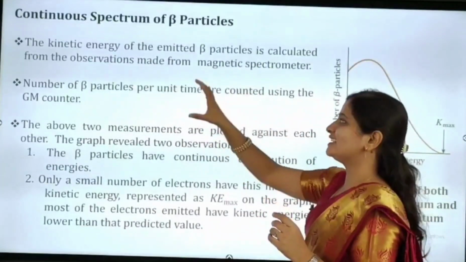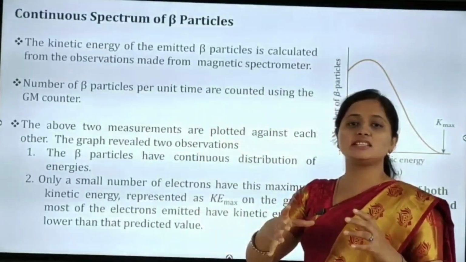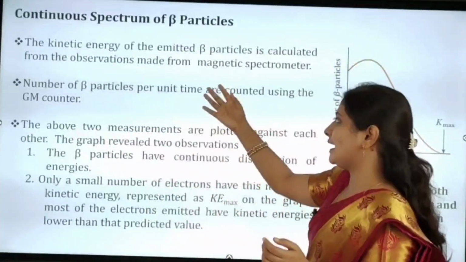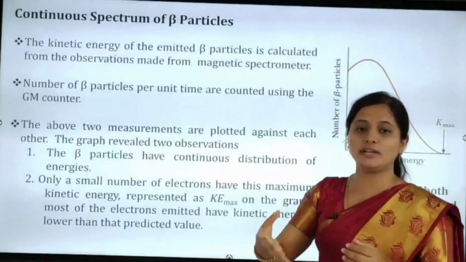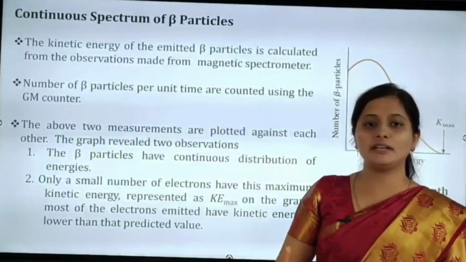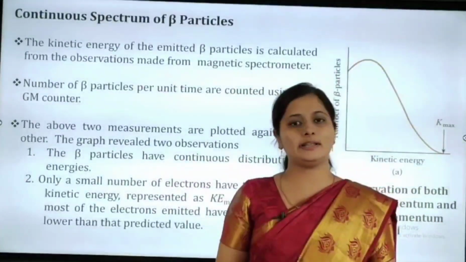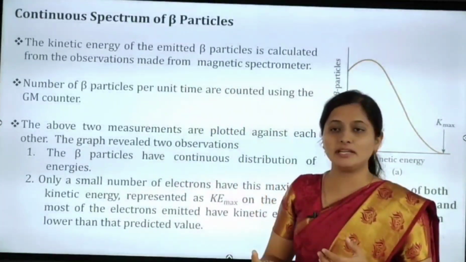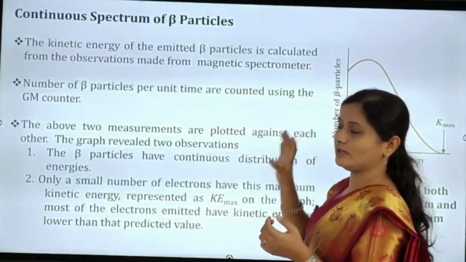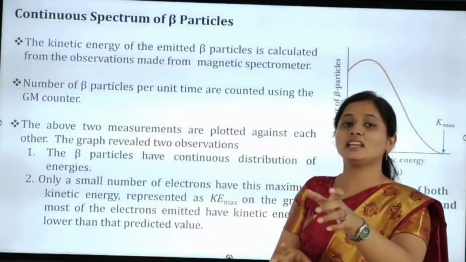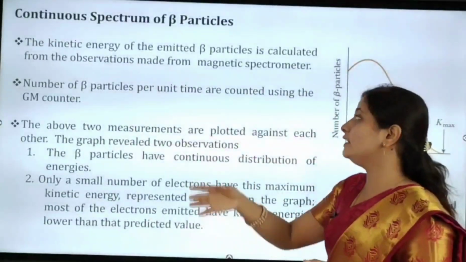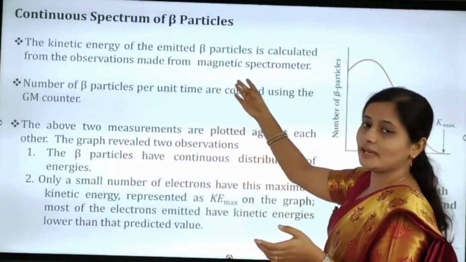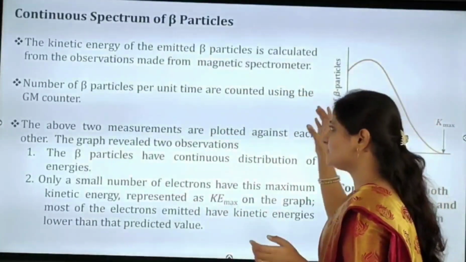So here, the kinetic energy is nothing but the energy of motion. The kinetic energy of the emitted beta particle, emitted from the radioactive substance, is calculated. That kinetic energy can be calculated from the observation made with the magnetic spectrometer.